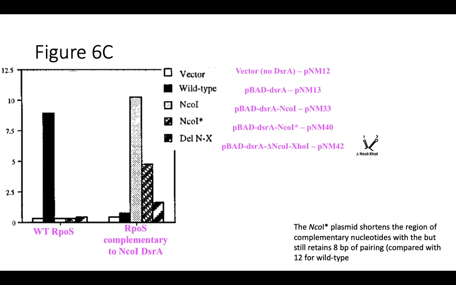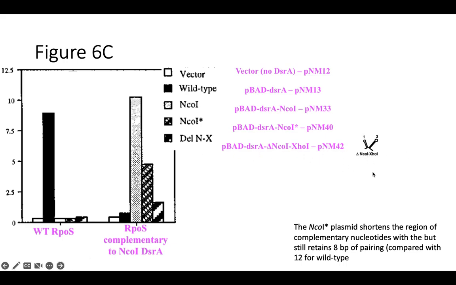So basically, I'm not going to go too far into it. What that means is we still have 8 base pairs of pairing compared to 12 base pairs of pairing in the wild type, and that's between our DsrA and our rpoS. So that's the difference there. Now, in this last one, this is something we've seen earlier.